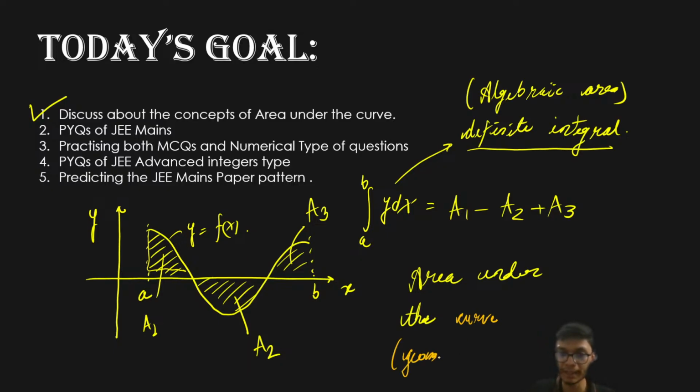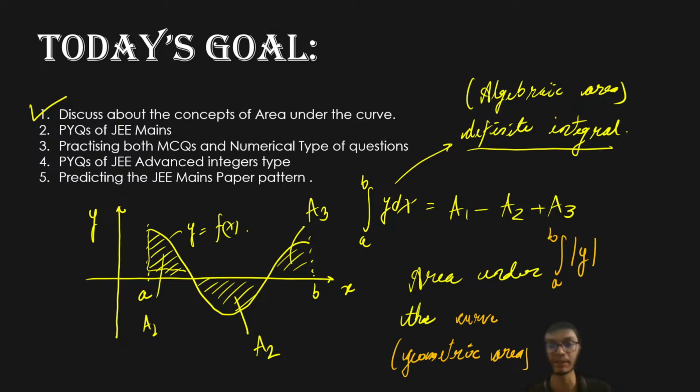So what do you mean by geometric area? It is basically summing up all the numerical area, right? Summing up all the numerical area. So therefore, this particular area is going to be from A to B. Now, instead of y, I'll just put mod of y to make it positive, because ultimately I need the magnitude of the area, right? I'm not interested in the sign of the area.